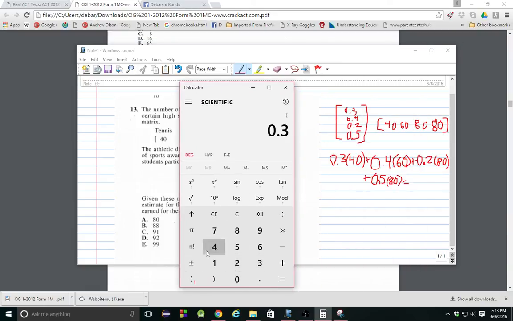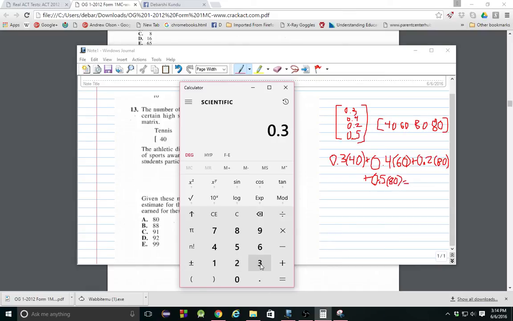0.3 times 40 plus, wait, cancel that. Not my day today. Plus 0.4 times, this is really not my day today. Let's type that in again.